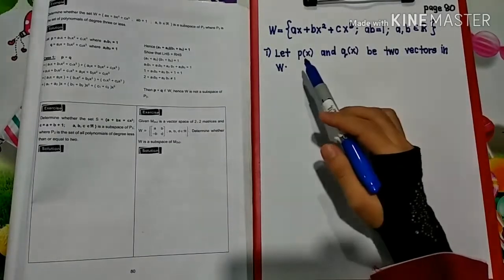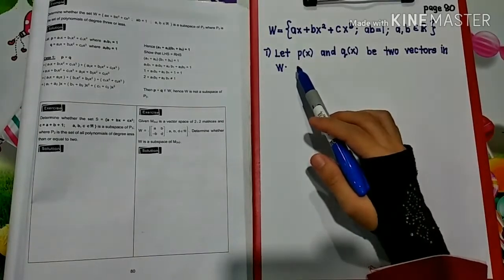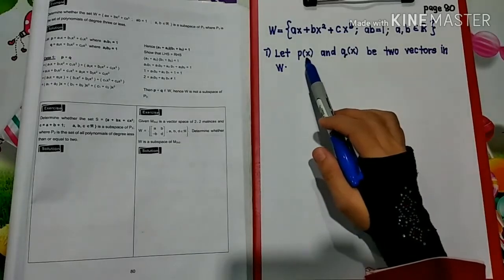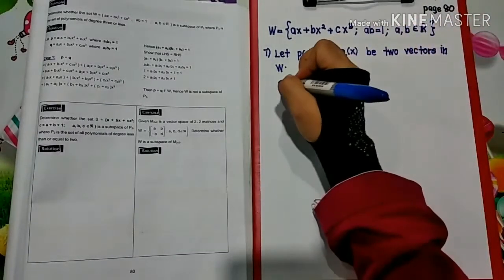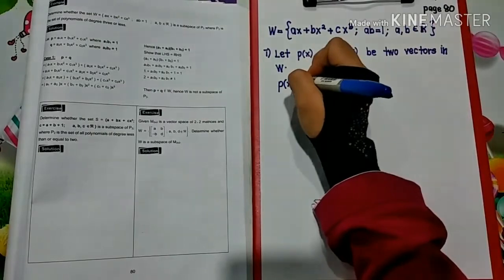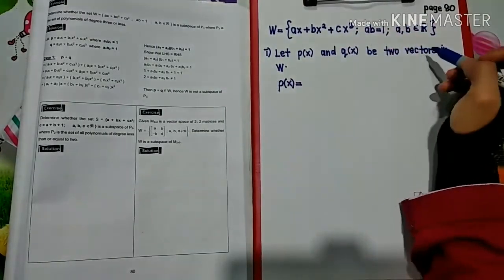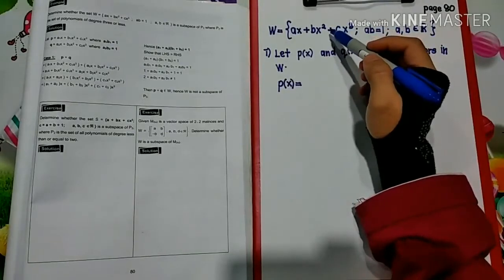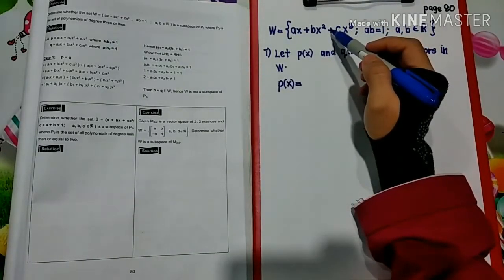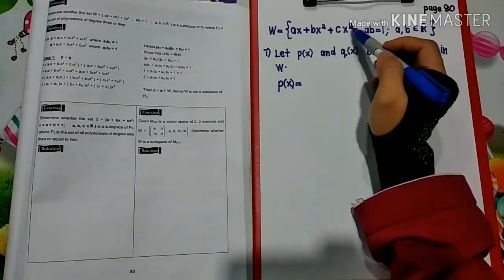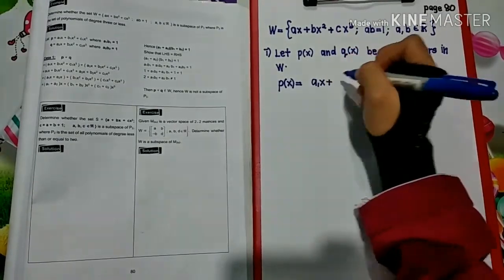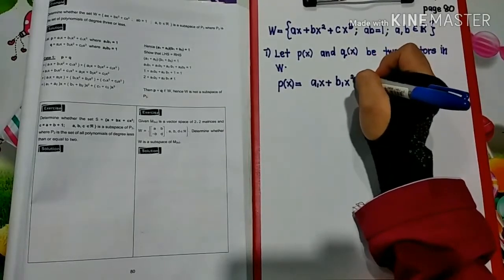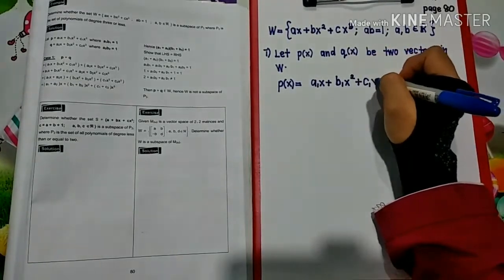First, we try to prove the first condition. To prove the first condition, we must first introduce two vectors in W. So I use now p(x). Remember, p(x) and q(x) are in W, so we must follow the given W here: ax plus bx square plus cx cube. So now p(x), I will introduce as A1x plus B1x square plus C1x cube.